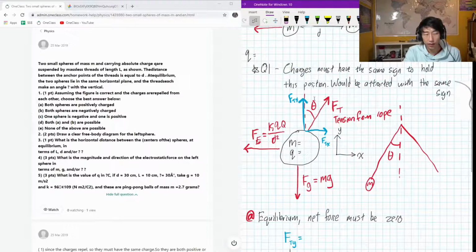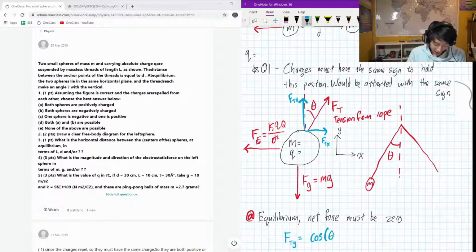How do we relate the angle, the adjacent, and the hypotenuse? Do you know? I know. Cosine, cause I know. Yeah, I'm funny. Okay, so cos theta times the force of tension. And we're going to need to solve for the force of tension, but now that we have the y component, we're one step closer.